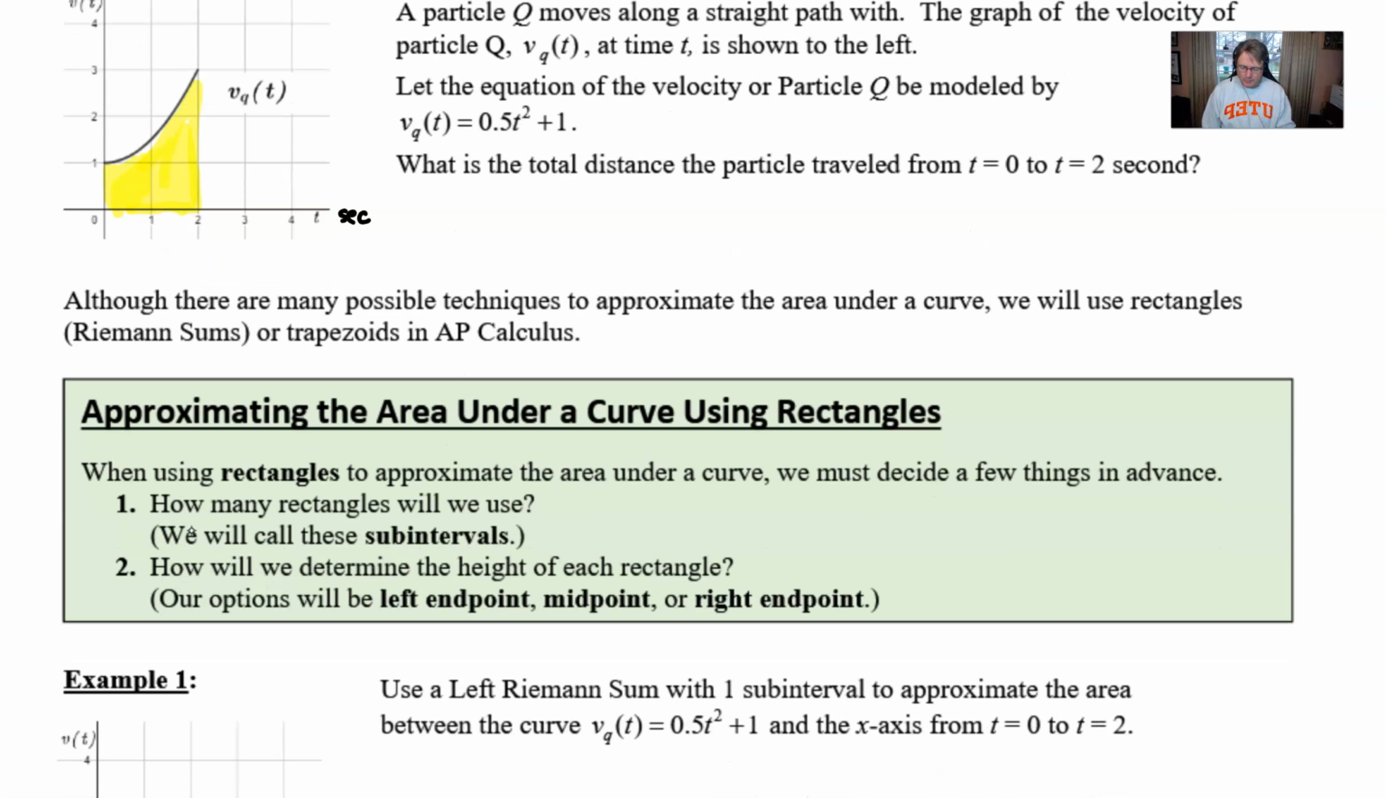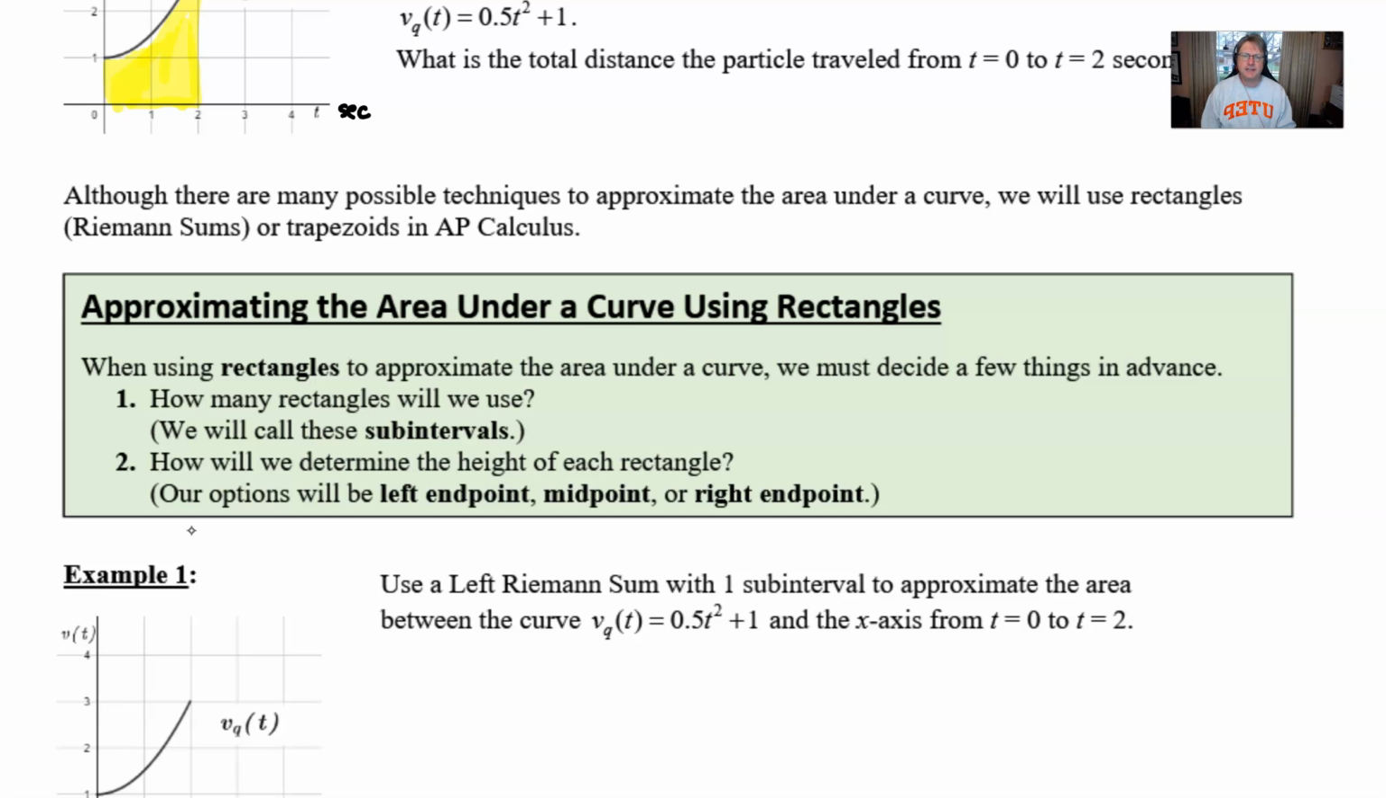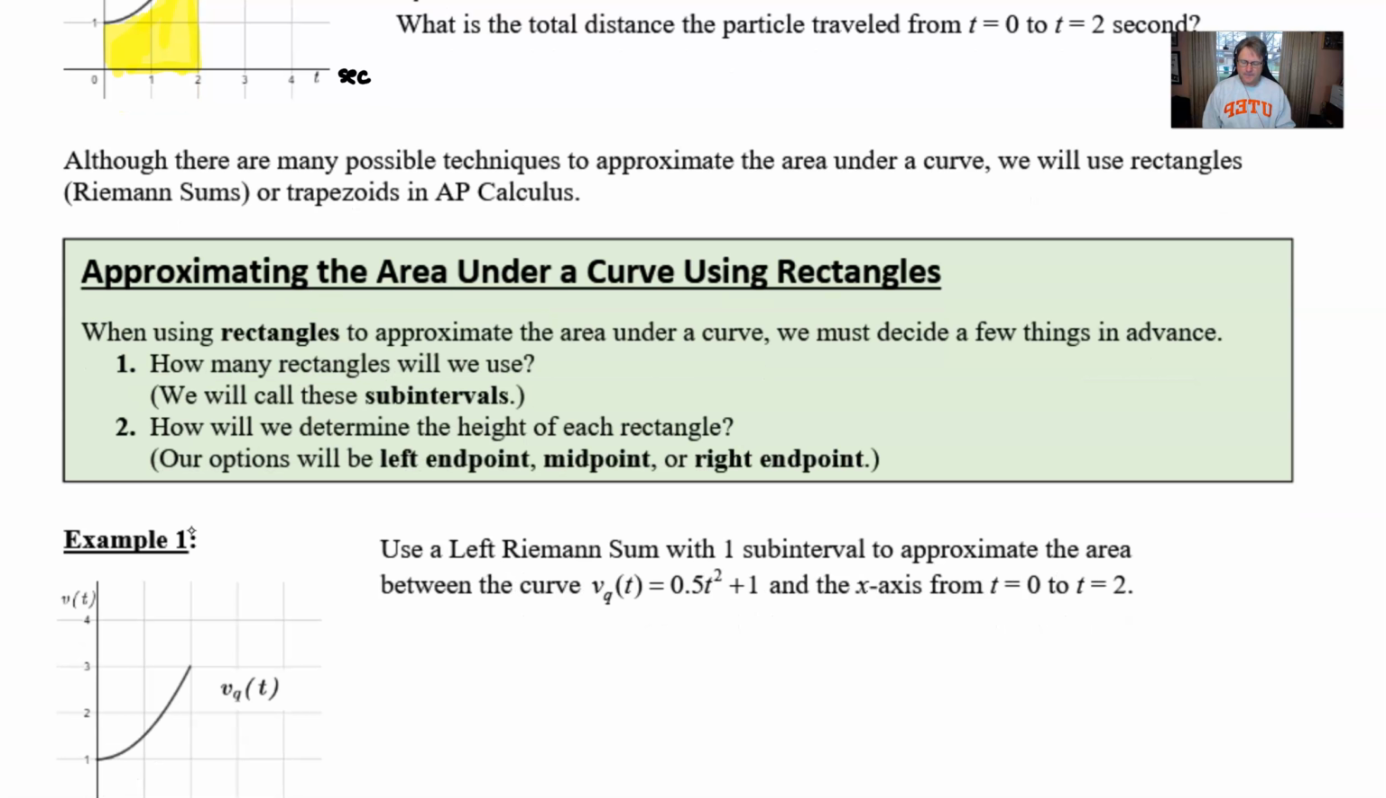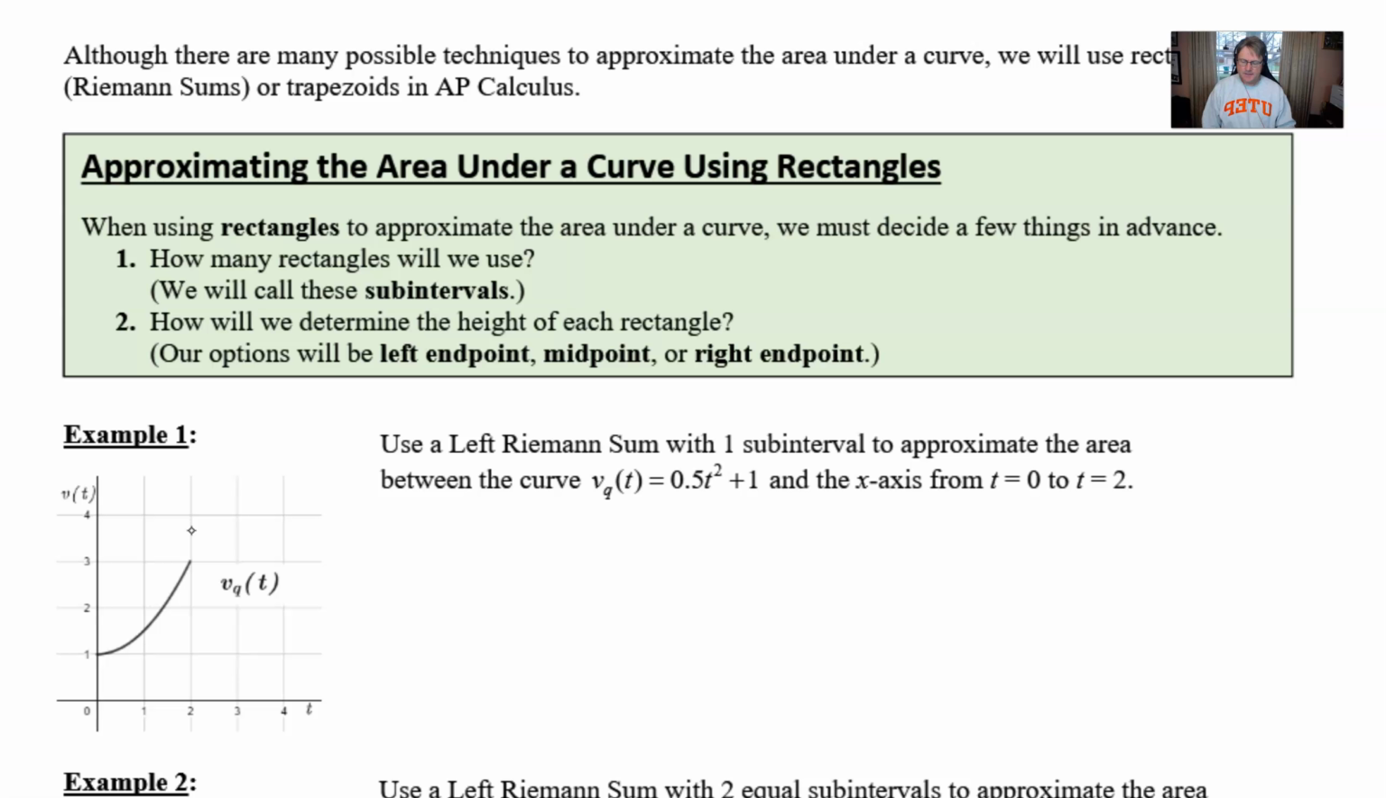So let's take a look at our example one, which is going to use that velocity equation, v sub q of t, that we just talked about, and finding various areas in this case. So let's read this. It says, use a left Riemann sum with one subinterval to approximate the area between the curve v sub q of t equals 0.5 t squared plus 1 and the x-axis from t equals 0 to t equals 2. Essentially, we're thinking about finding the distance traveled here, right? Even though we didn't innately state that.